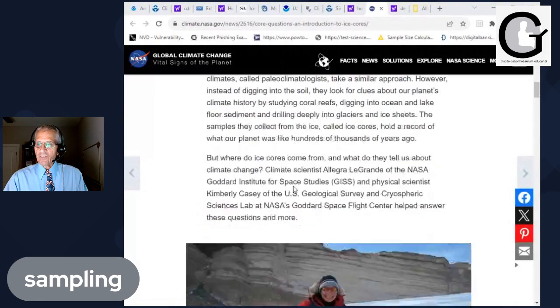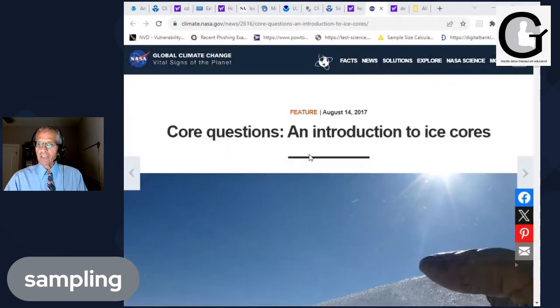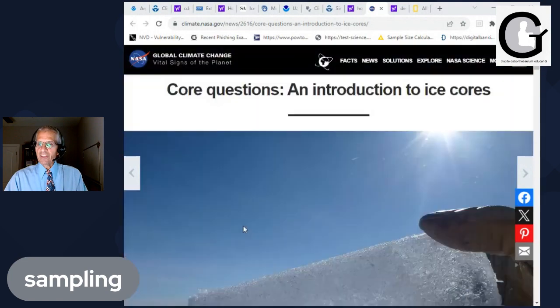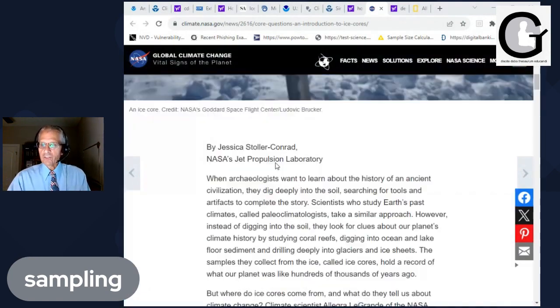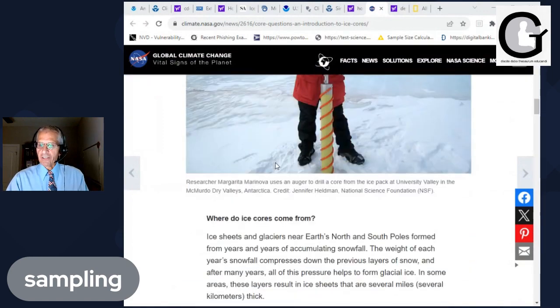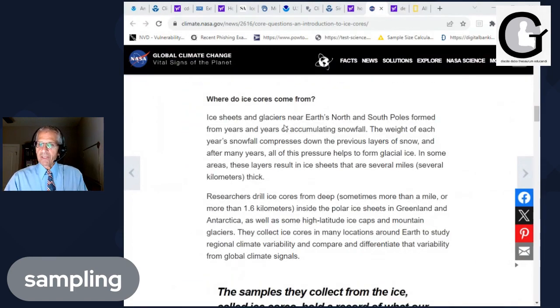NASA, I mean, they go into ice core sampling and an introduction to ice cores, and this was done in 2017, so it's a little dated, but not that dated, right? So it talks about how the sampling is done, and where do the cores come from? Ice sheets and glaciers near the Earth's north and south poles. Okay, so they do get it from there.